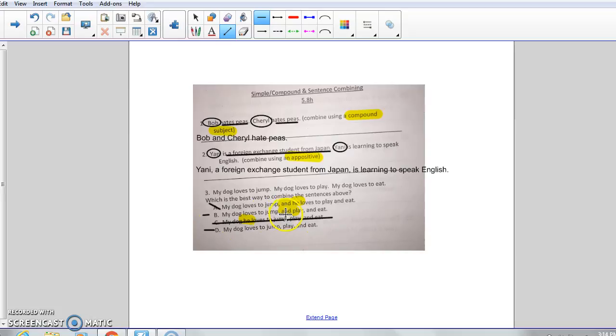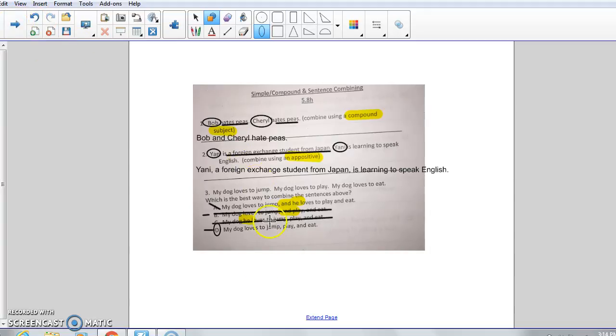My dog loves to jump and play and eat. Do I need to say and twice? I don't think so. So the best choice here would be D. It's what we thought it was from the get-go. We have commas in a series. We don't have any extra he's and we don't have any extra ands. My dog loves to jump, play, and eat. Very simple, clean, best way to combine the sentences.